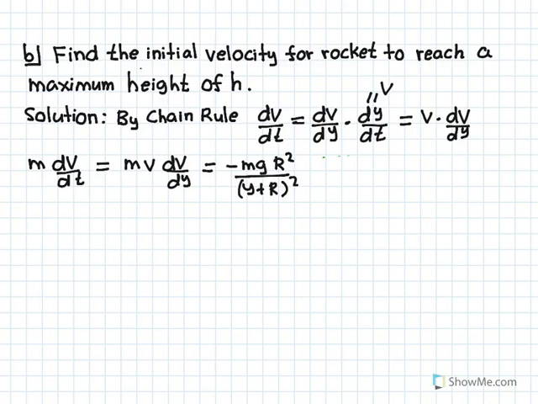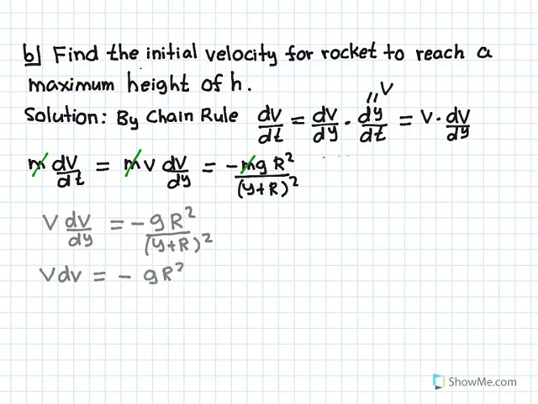Of course, mass cancels out, so let's cancel that out. What we get is v dv/dy equal to -gR^2/(y+R)^2. So this is a differential equation. Let's separate the variables. Multiplying both sides by dy, we get v dv equal to -gR^2/(y+R)^2 dy.